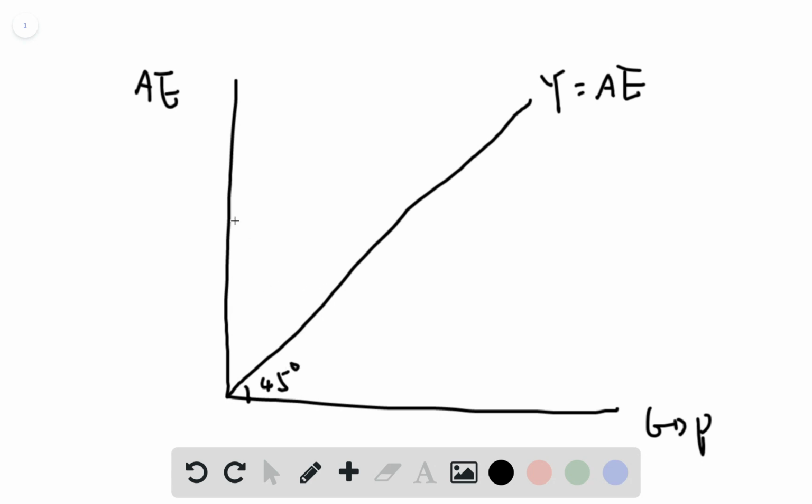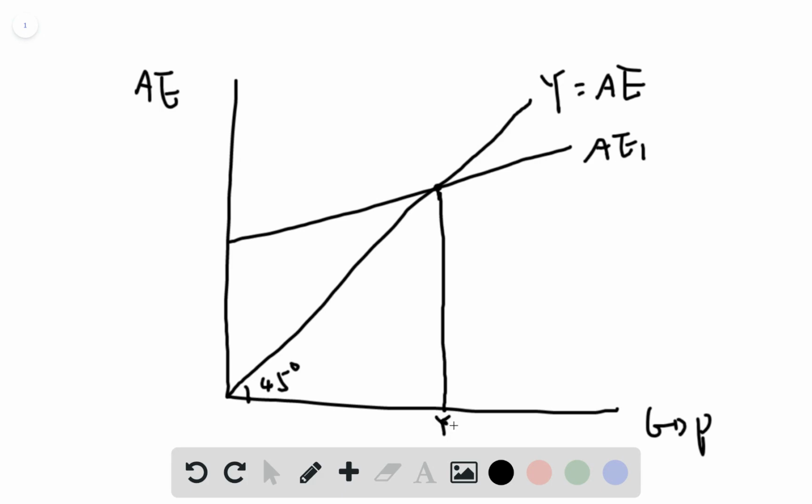So let's think about the graph for aggregate expenditure. It looks like this. So this is the aggregate expenditure 1. We know that the macro equilibrium is achieved when real GDP equals aggregate expenditure. So it should be this point here. So we'll get our, let's use Y1 to stand for it, our first equilibrium real GDP Y1.